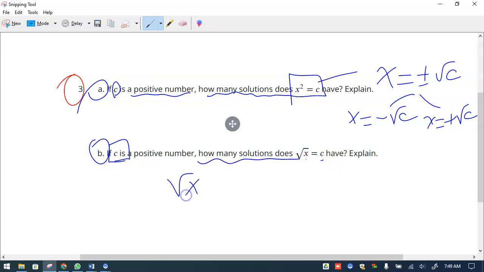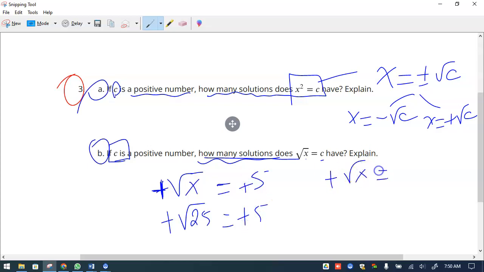So square root of x equals some positive number. Let's put it like a 5 maybe. So how many solutions? Now this is already plus, so it is only one solution because there is a plus sign here. The square root of 25 will give you plus 5. If I want to write 16, not 64, the only option is plus square root of 16, which gives you plus 4. That's all this means.